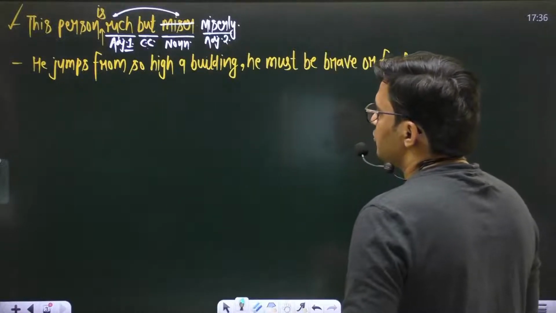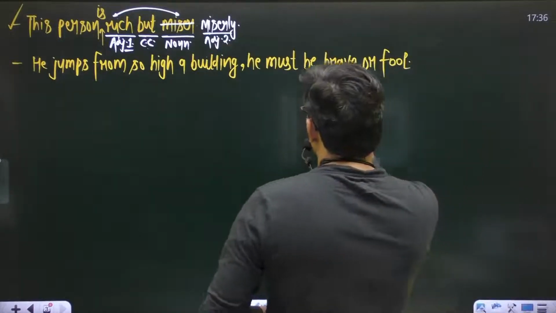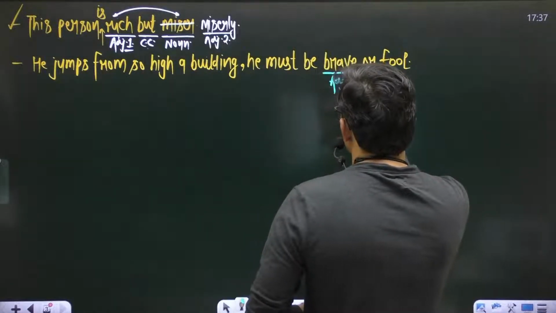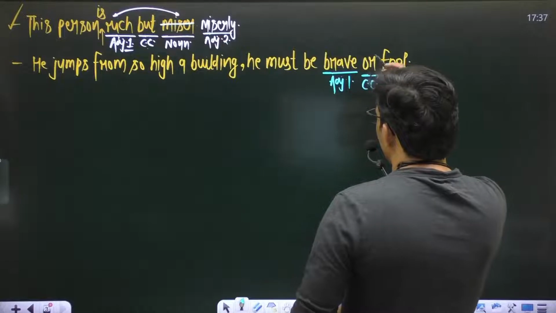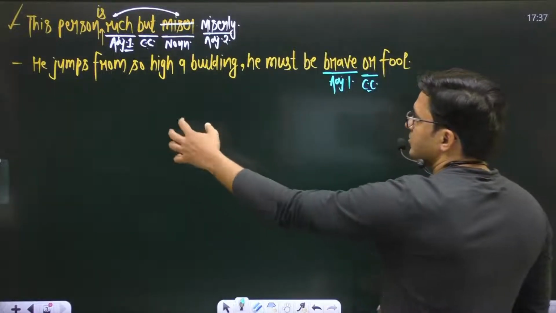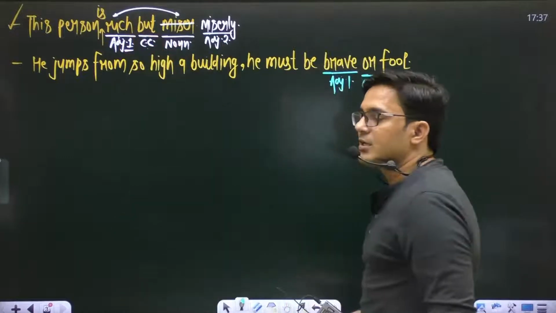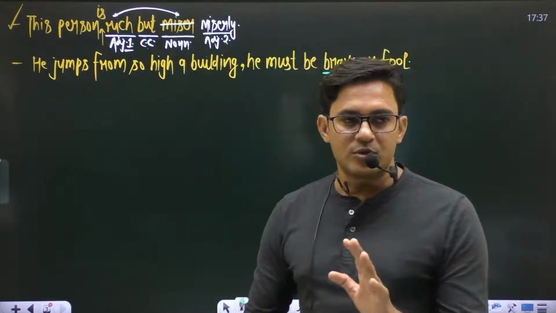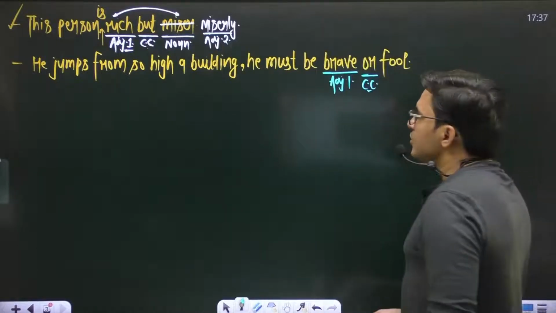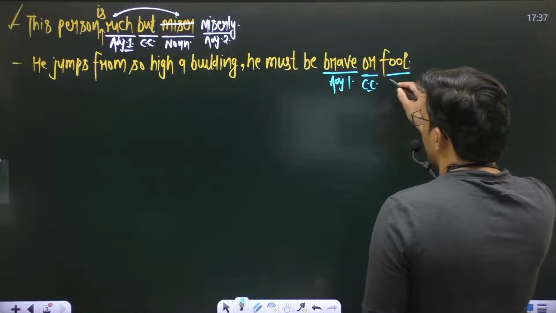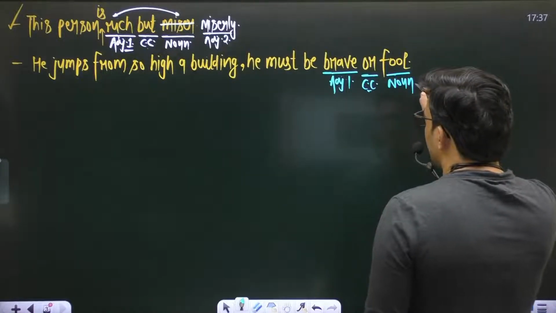He jumps from so high a building. He must be brave or fool. This word fool is an adjective. First adjective. This is a coordinate conjunction, an alternative conjunction, option choice. It describes this conjunction, coordinate conjunction, but it describes contrast or opposition. You know it very well, right? So if this is an adjective, this must also be an adjective word, but the word fool is a noun.